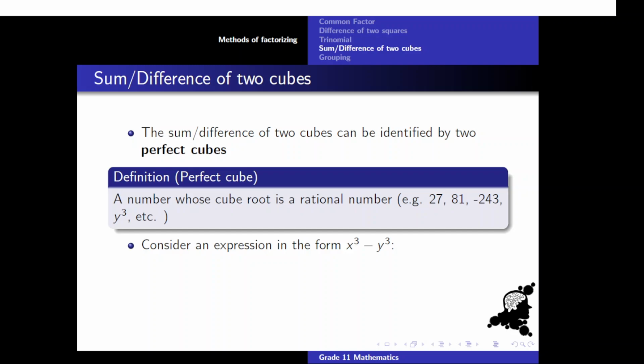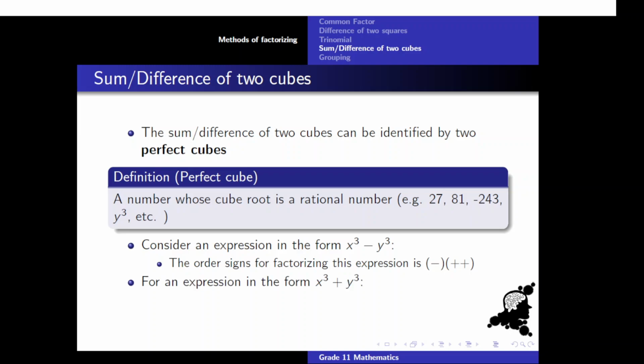Alright, let's say we've got an expression where we've got x cubed minus y cubed. So this is a difference of two cubes. The order of signs that you're going to use to factorize this is negative, plus, plus. If this doesn't make sense, we'll see it in detail in the examples. If you have a sum of two cubes, you've got plus, minus, plus.